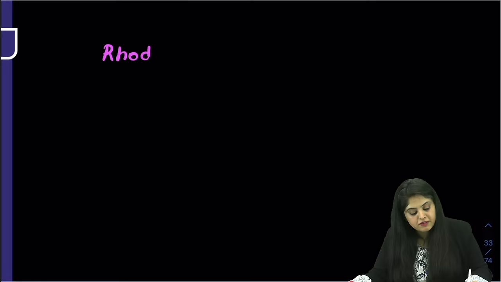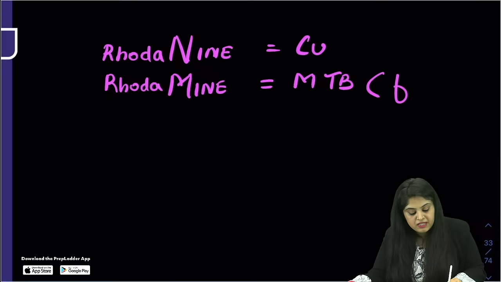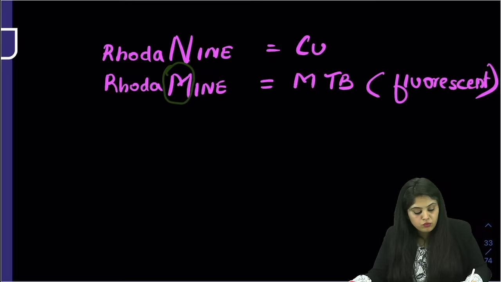Remember, rhodanine is what I've written over here for copper, because rhodamine is a stain for Mycobacterium TB. It's a fluorescent stain. So remember, rhodamine over here is going to be for Mycobacterium TB. No confusion over there. Rhodanine is for copper.